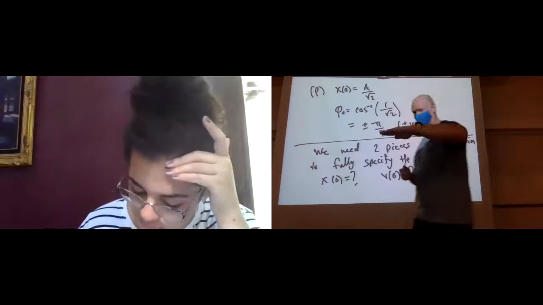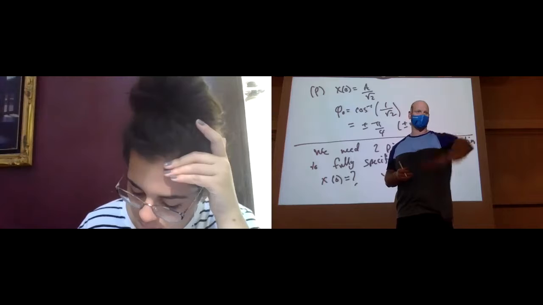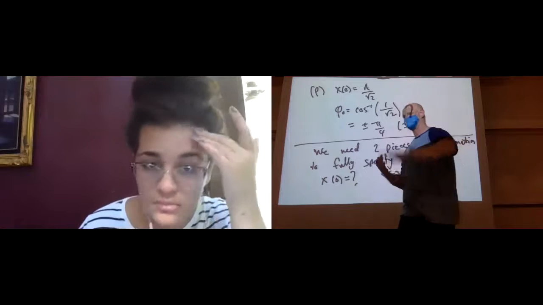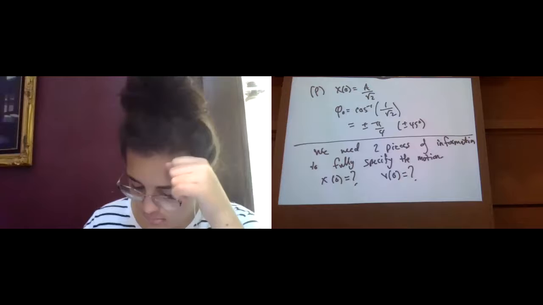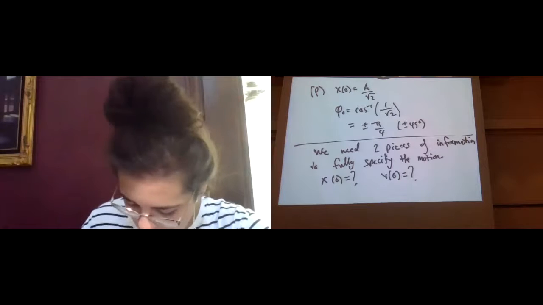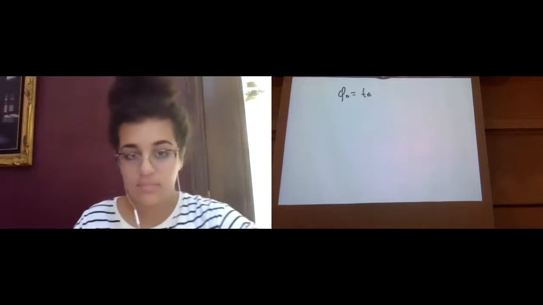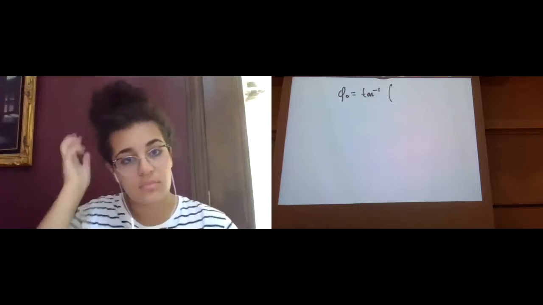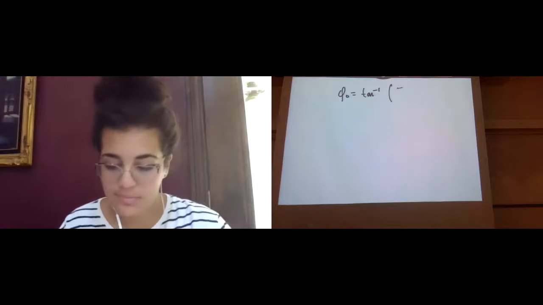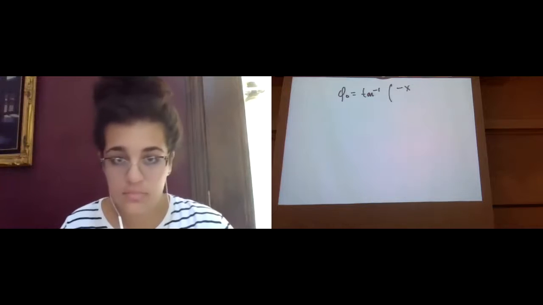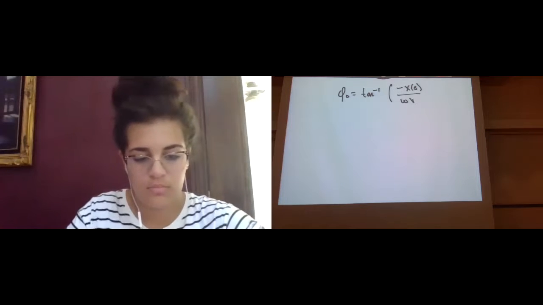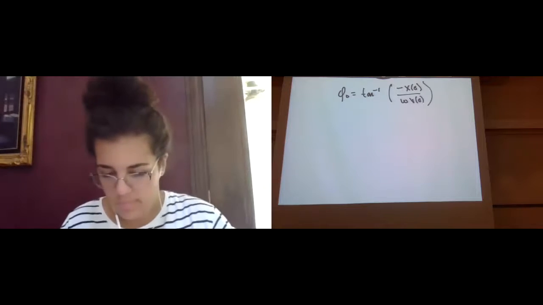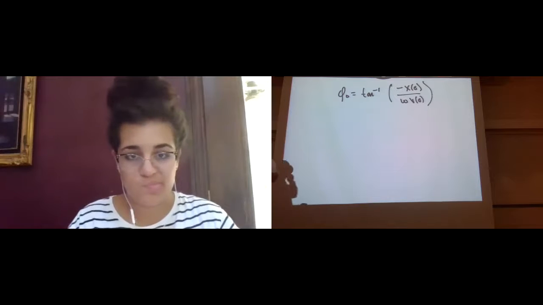Because just because it's at the origin doesn't tell me if it is moving up or moving down. What's the difference? If it's moving up, it's a positive sign. If it's moving down, it's a negative sign. I need to know both of those pieces of information, which means that to fully specify the phase angle, this is equal to the inverse tangent of the negative of the position at time equal to 0 divided by the velocity times the time at t equal to 0.